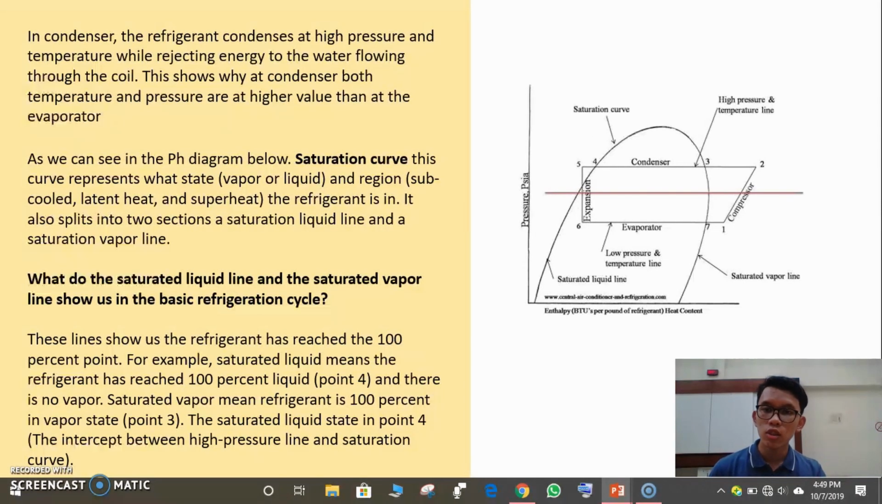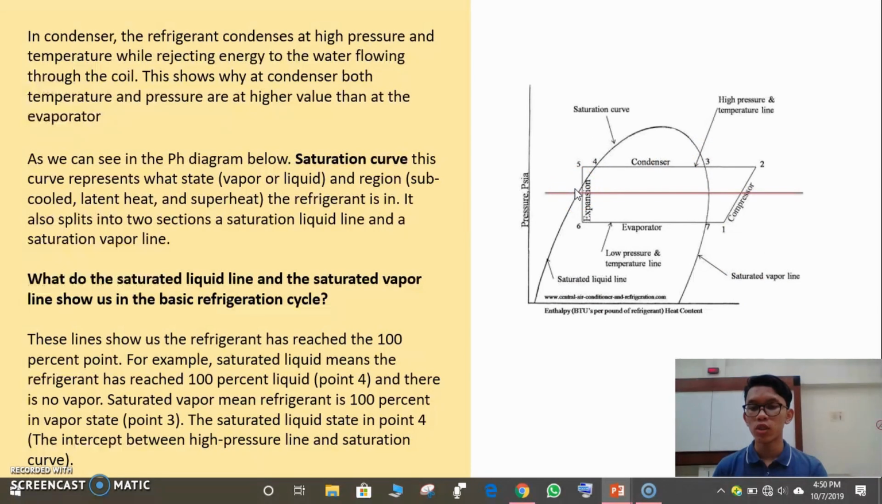As we can see in this diagram below, the saturation curve represents what state, vapor or liquid, and region, subcool, latent heat, and superheat, the refrigerant is in. It also splits into two sections at a saturated liquid line and saturated vapor line. So the question is, what do the saturated liquid line and the saturated vapor line show us in the basic refrigeration cycle? These lines show us the refrigerant has reached the 100% point.